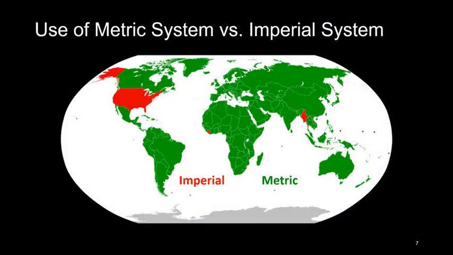Another reason for using the metric system is shown on this map. Every country in the world, save 3, now uses the metric system. Only the United States, Myanmar, and Liberia hang on to the old imperial system of measures.